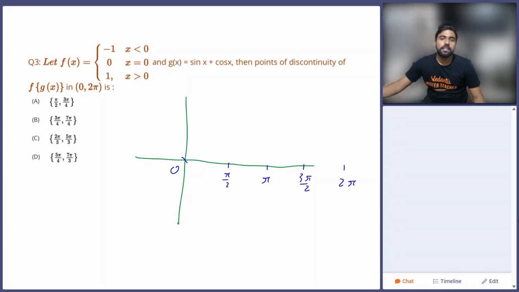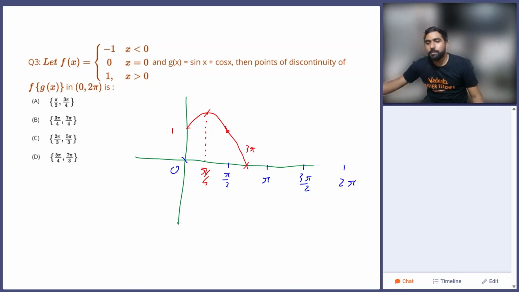Between 0 to 2 pi, I know that at x equals 0, this value is equal to 1. We know that sin x plus cos x attains its maximum value at pi by 4, where both of them are equal to 1 by root 2. So it will reach its maximum value somewhere over here at pi by 4, and then it will start dropping down. At pi by 2, again it is equal to 1. Then again it will keep on dropping.